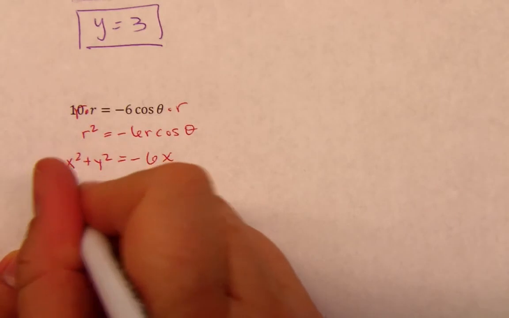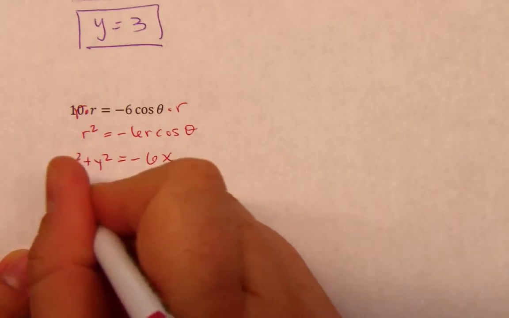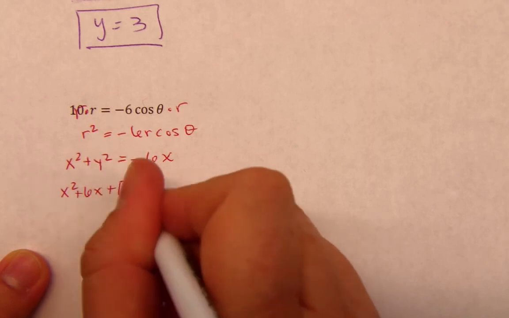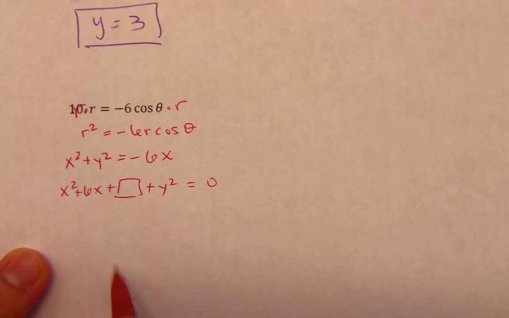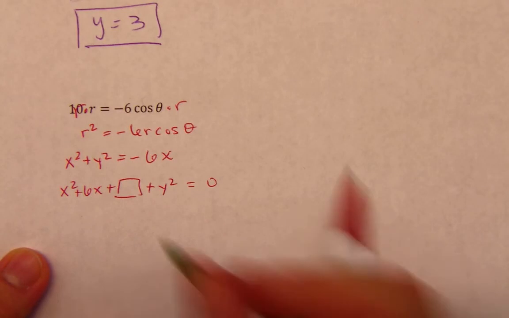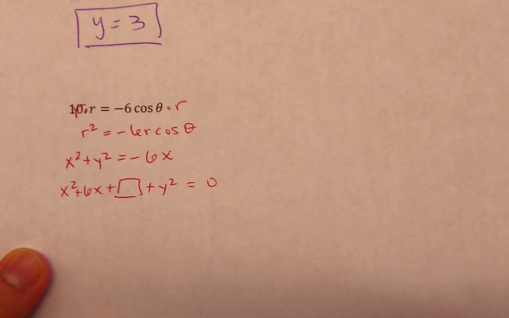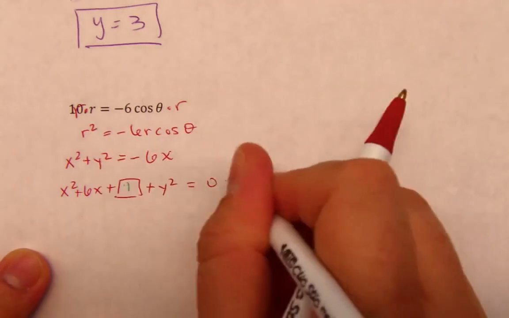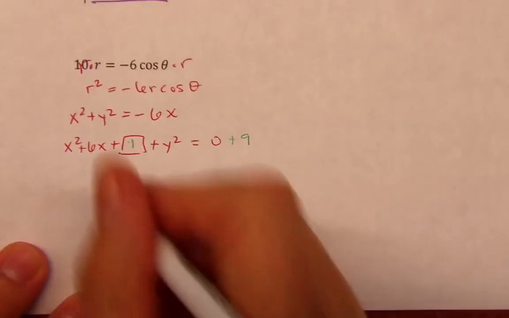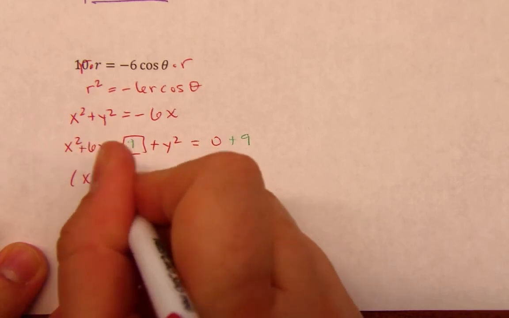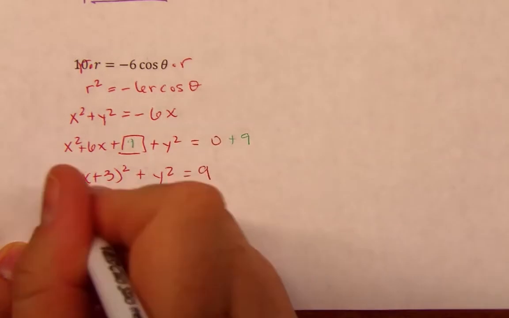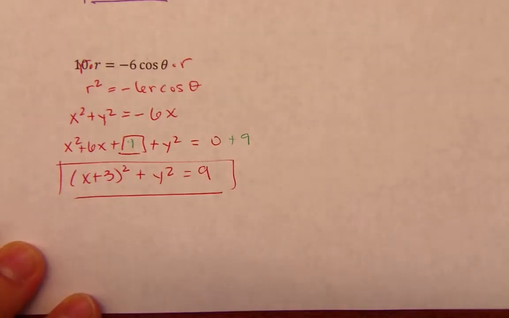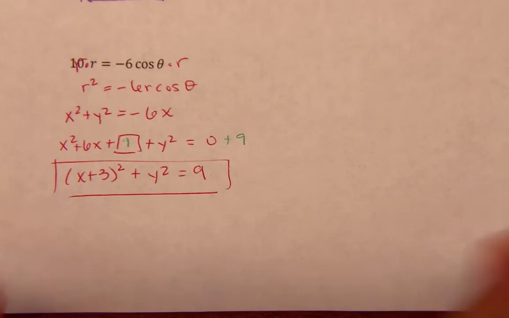So I can do x squared, I can add 6x on both sides, and I'm going to put a little box here. And the reason why I'm doing that is I'm going to use completing the square. So my b value divided by 2 squared would be 9, and I'm adding 9 to both sides. So this becomes x plus 3 squared plus y squared equals 9. And that is a rectangular equation in standard form. And that actually brings us to the end of section 3.